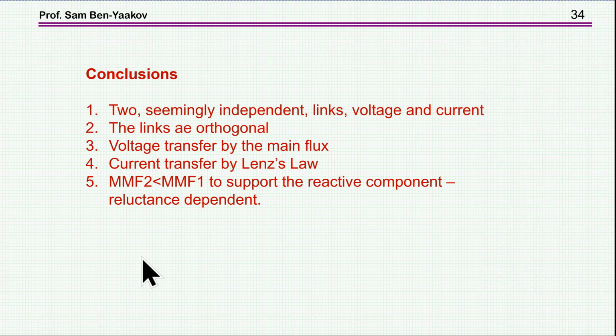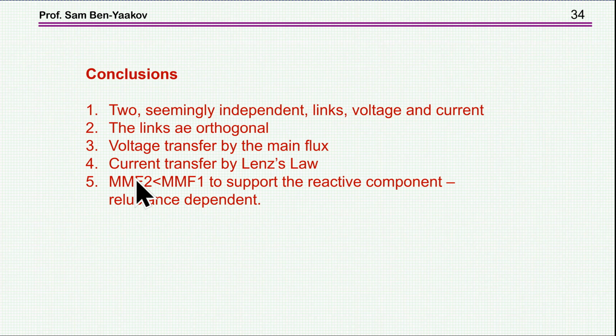So what are the conclusions of this presentation? First of all, it is clear that we have two seemingly independent links for the current and the voltage. There are just two independent processes going on, and these are orthogonal, that is, they are shifted 90 degrees. The voltage is transferred by the main flux, and you might say that the current is transferred by the leakage flux or by equating the MMF.